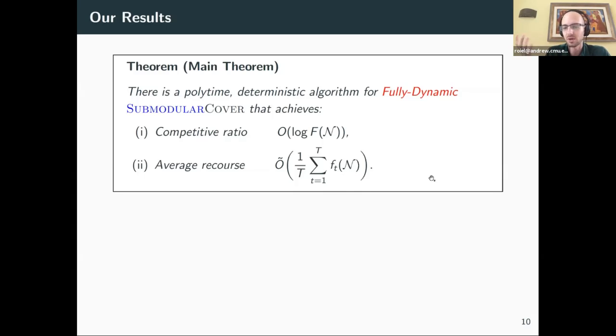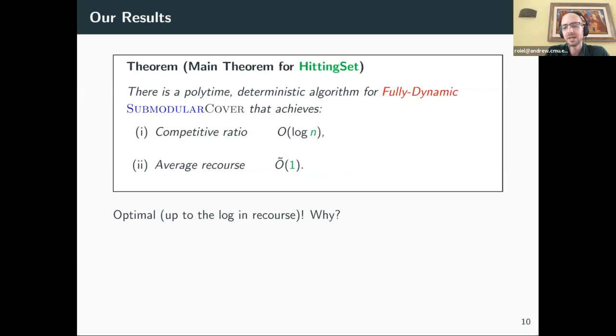So if you'd like, you can watch my longer talk or read the paper or talk to me and unpack it more carefully. But the important thing to note is that these bounds are essentially optimal. And the reason for that is that they recover the log n in order 1 in the special case of hitting set. Now I've hidden something.